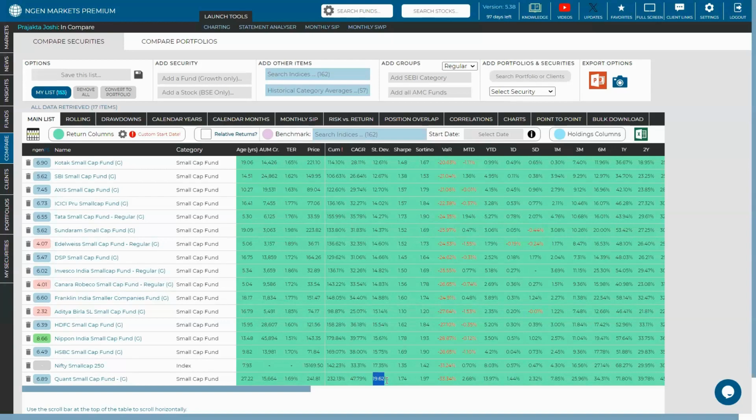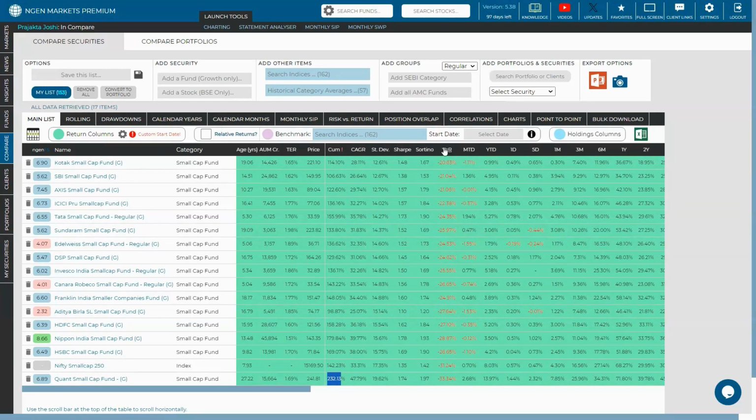Of course, by taking on this extra risk, it is definitely beating the entire lot of the small cap funds by generating the highest return in the category, and that is exactly what we saw just before this. Cumulative returns was the highest for this particular fund, right? Now this was Sharpe ratio and of course standard deviation.